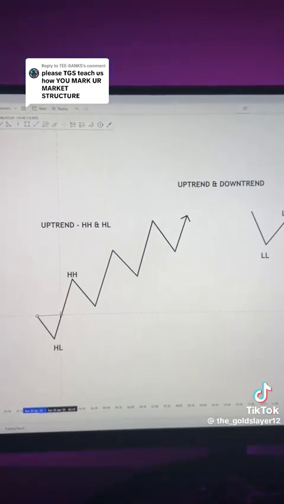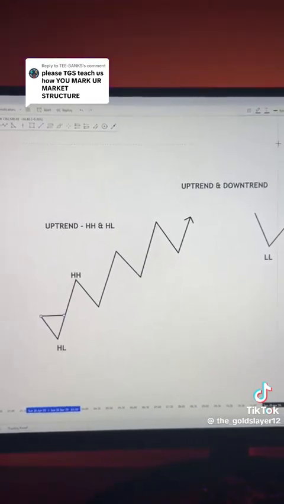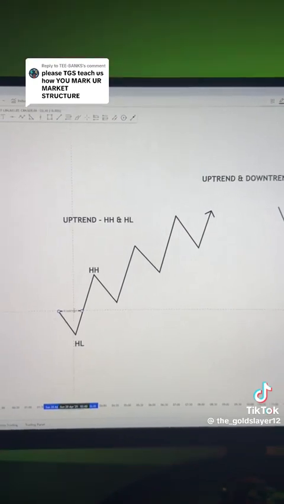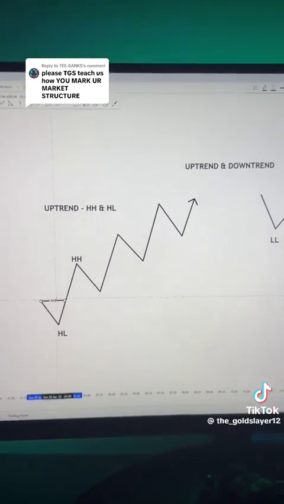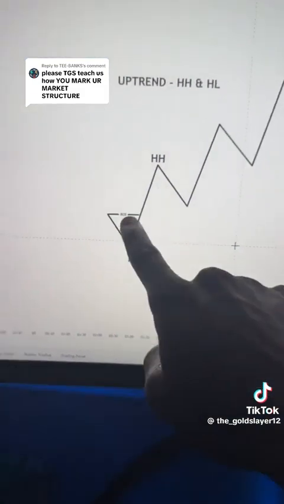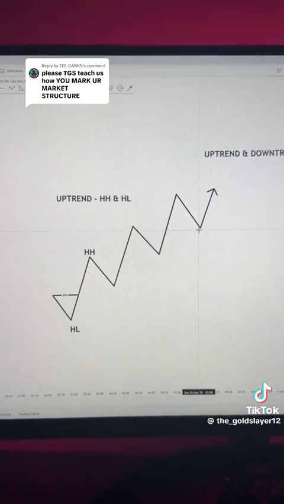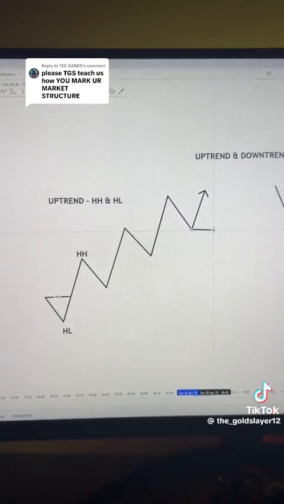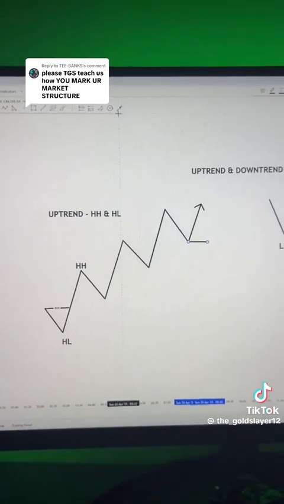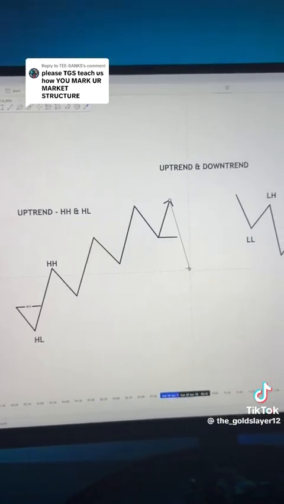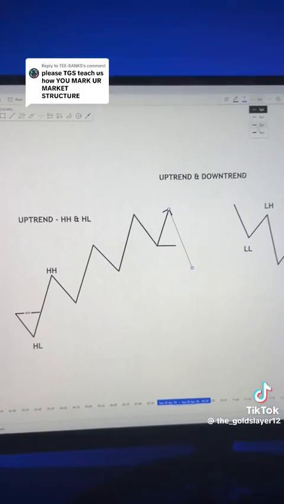Anytime market breaks a higher high, we call it what? A break of structure. In an uptrend, if market breaks a higher high, we call it a break of structure. Do you understand? BOS, break of structure. And then if market comes to break the most recent low, we call it what? A market structure shift or change of character. Okay, call it a market structure shift or change of character.